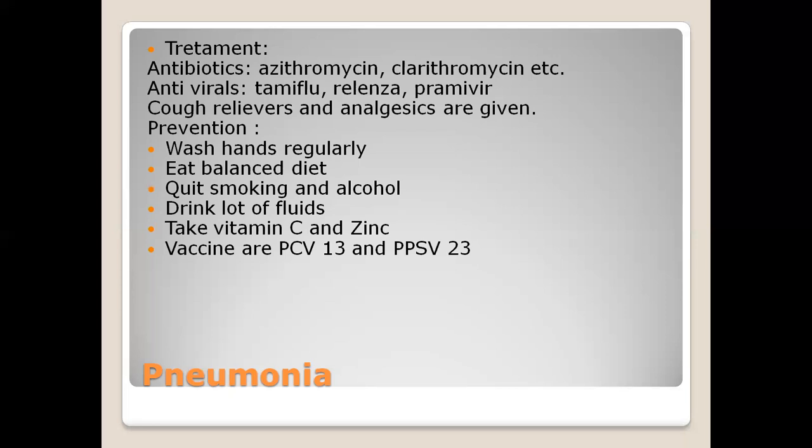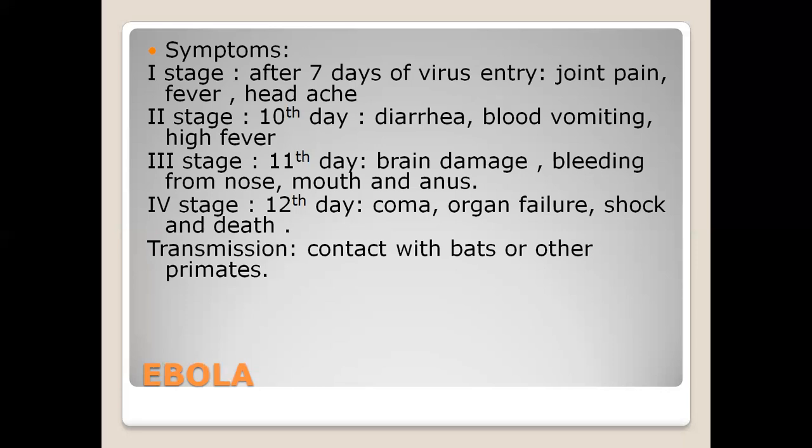These can prevent pneumonia. Next, Ebola virus. Ebola is one of the dangerous hemorrhagic viruses. The symptoms of Ebola occur in 4 stages. In the first stage, after 7 days of virus entry, symptoms like joint pain, fever, and headache will occur. On the 10th day, the second stage will start. In that stage, the patient will get diarrhea, blood vomiting, and high fever.